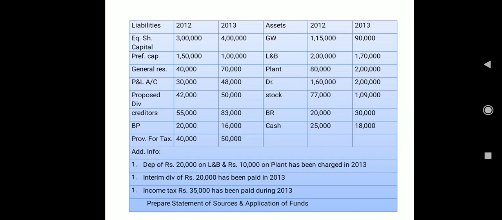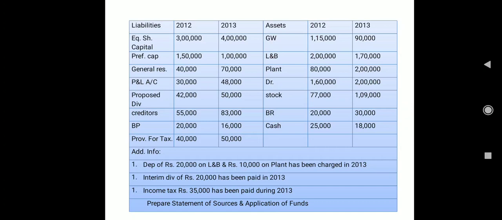Now similarly we work on the next item, preference capital. In 2012 the value is 1,50,000 and in 2013 it is 1 lakh. Taking the difference, last year it was 1,50,000 and now it is 1 lakh. So where did that 50,000 go? Definitely not into your pocket. No other information is given, so we work with an assumption: worth rupees 50,000 preference shares we have redeemed. Clear?